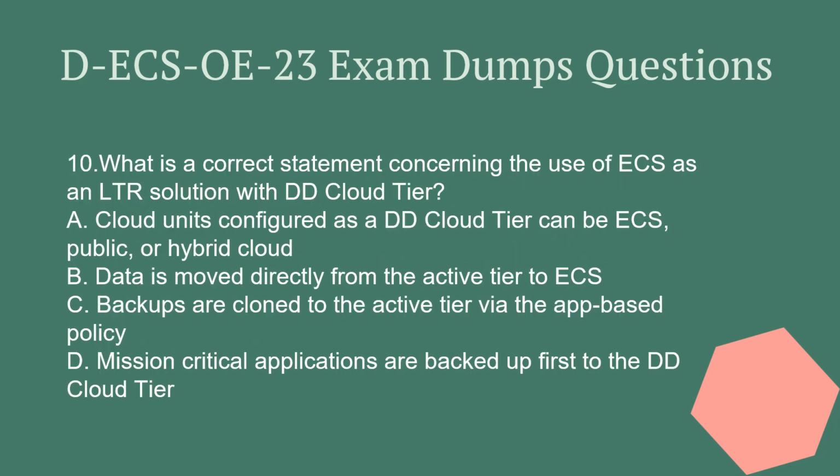10. What is a correct statement concerning the use of ECS as an LTR solution with DD Cloud tier? A. Cloud units configured as a DD Cloud tier can be ECS, public, or hybrid cloud. B. Data is moved directly from the active tier to ECS. C. Backups are cloned to the active tier via the app-based policy. D. Mission-critical applications are backed up first to the DD Cloud tier.